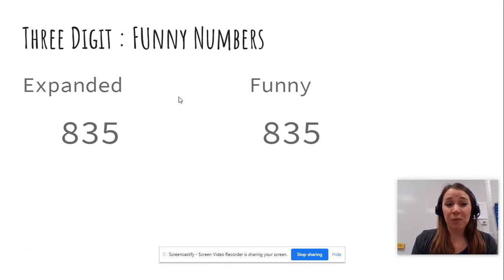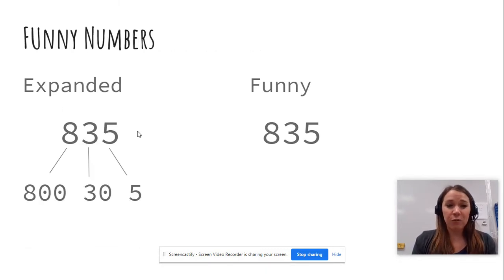Now we're going to try some with 3 digits. So expanded form for 835 would be 830 and 5. Its funny number, you have to take 100, give 100, take a 10, and give a 10. The reason you take 100 this time is because this is the hundreds place. And the reason you take a 10 this time is because this is the tens place.